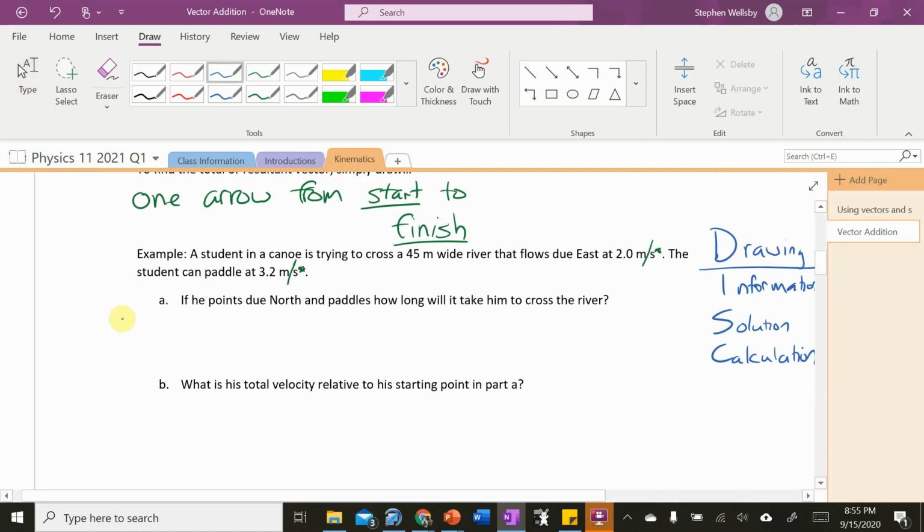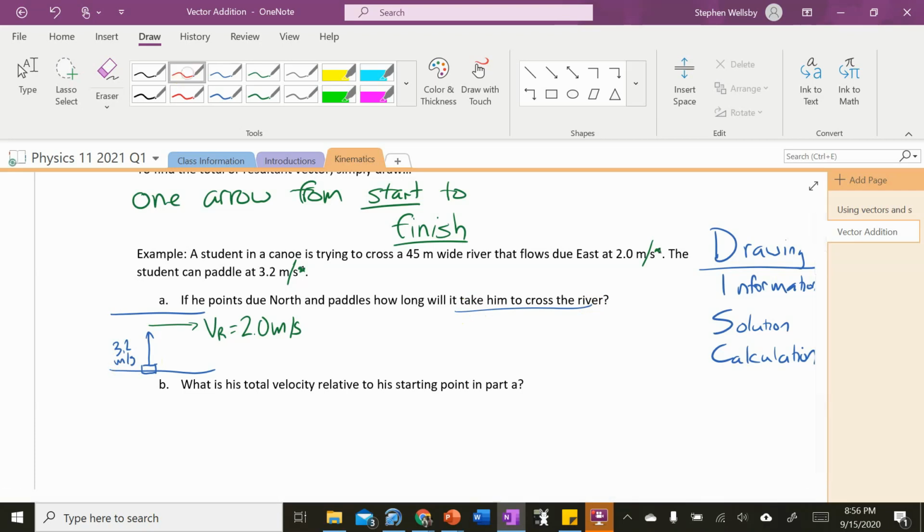here. So this river is going to the east at 2 meters per second. So I'm going to put this as V of the river is 2.0 meters per second. It's flowing to the east. Now this person's canoe is pointing due north. So if this is my canoe here, I'm going to be going due north, and I can travel at 3.2 meters per second north. And what we're trying to find out in this question is, how long will it take him or her to cross the river?